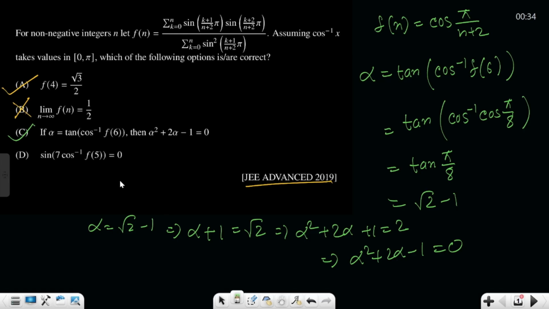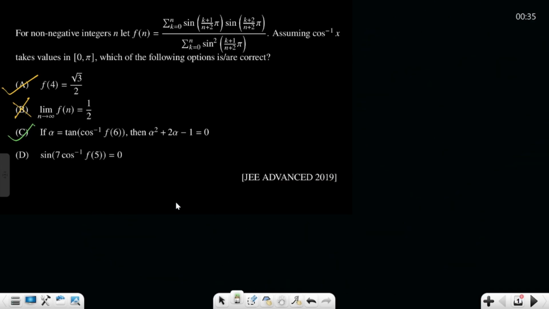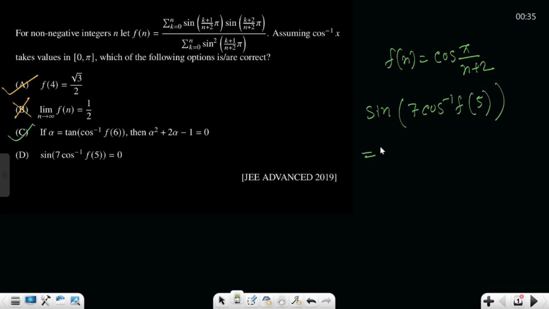Now we need to check for the last option. Let's do it. So here I am writing fn here. So this is cos pi upon (n plus 2). So what is given? Sine of 7 cos inverse f of 5, right? So what we will do? So this is sine 7 cos inverse cos of, when we put n equal to 5, we will get pi by 7, right? So now cos inverse cos pi by 7, so this will be 7 into pi by 7.